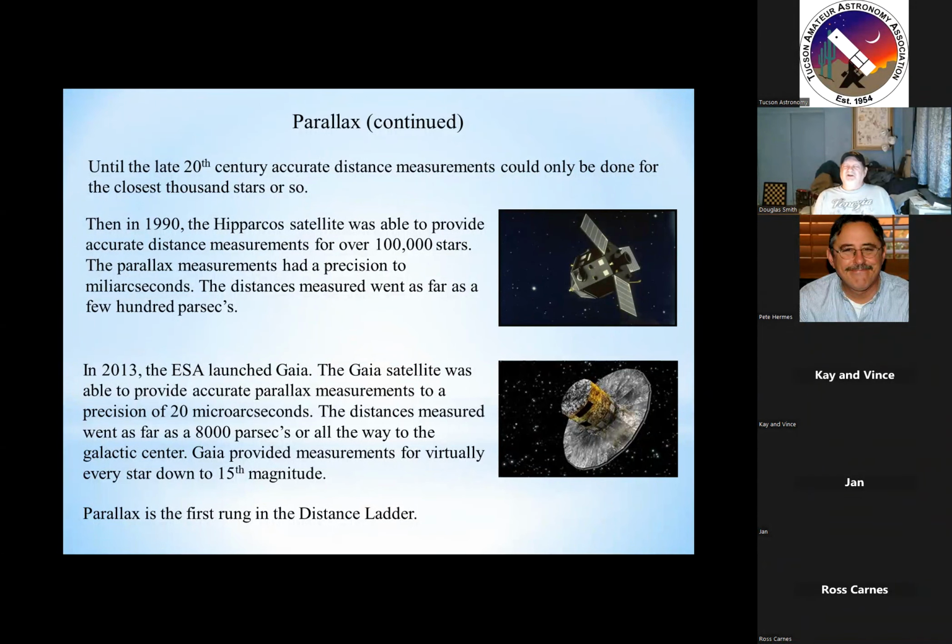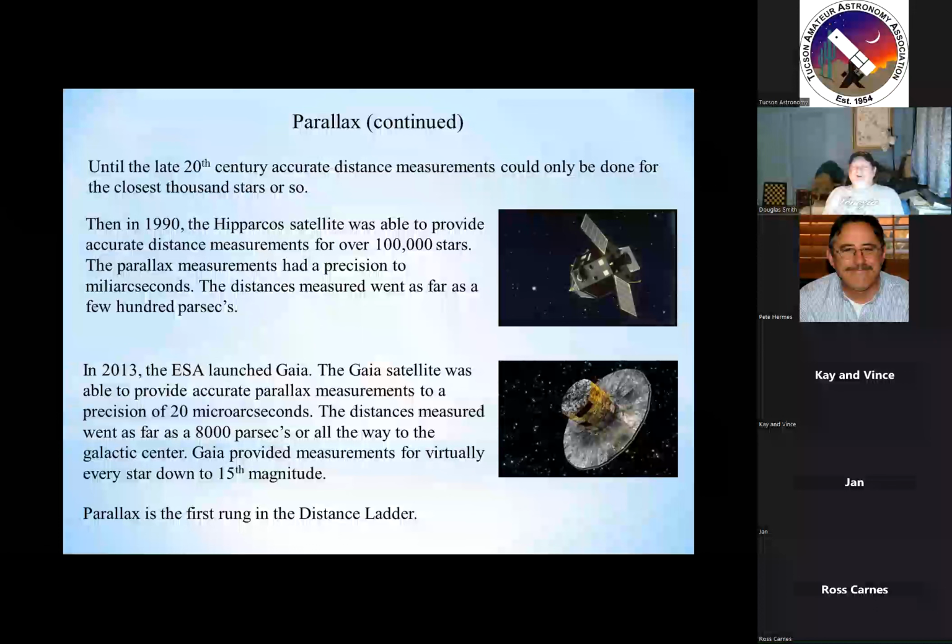Finally, in 1990, the Hipparcos satellite was launched, and I'm sure I'm butchering that name. The Hipparcos satellite was able to provide accurate distance measurements for over 100,000 stars, because it was able to do parallax with a precision of milliarc seconds. So down to 1/1000th of an arc second, it was able to measure positions. And so that was able to take us out as far as a few hundred parsecs now. So now we're getting a larger area that we know distances to.